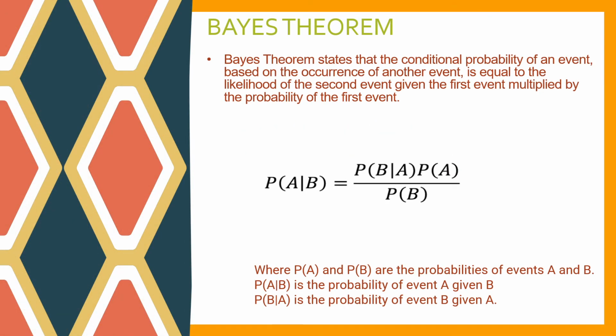Bayes theorem states that the conditional probability of an event based on the occurrence of another event is equal to the likelihood of the second event given the first event multiplied by the probability of the first event. This is the formula to calculate Bayes theorem: P of A given B equals P of B given A into P of A divided by P of B. This is the Bayes theorem formula.